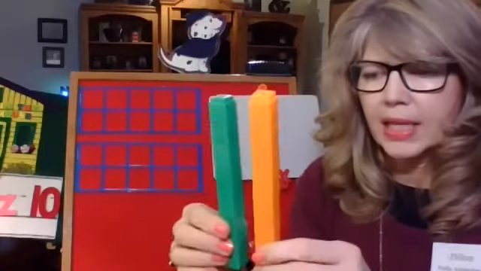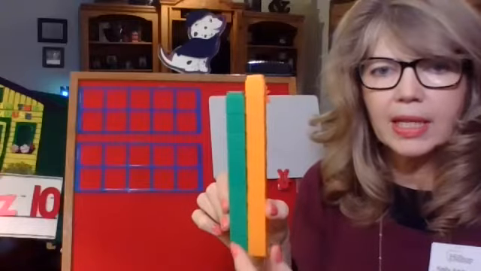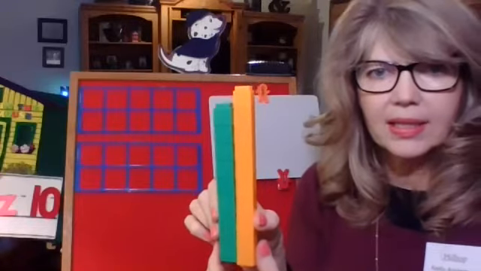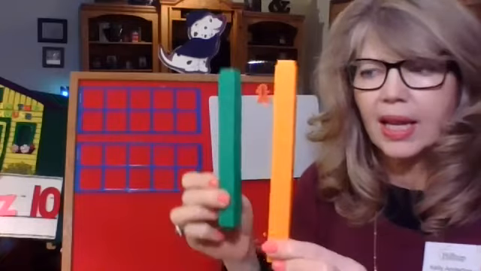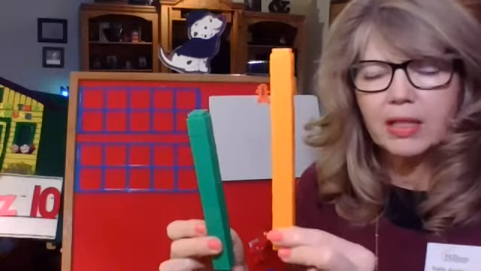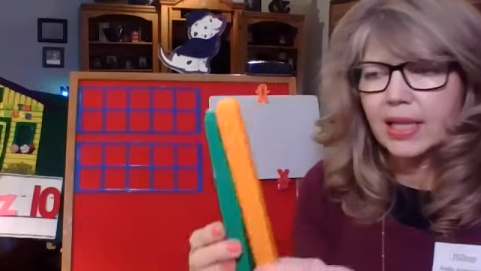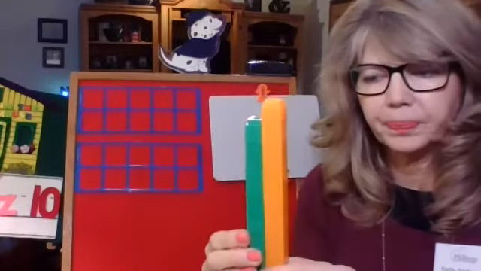So I had 10 and then I had 9 more. 10 and 9 is 19. I have 1 10 and 9 ones, 9 extras. So I just made the number 19. 19, 10 and 9 is 19.